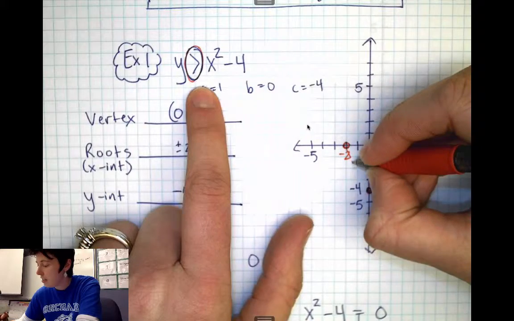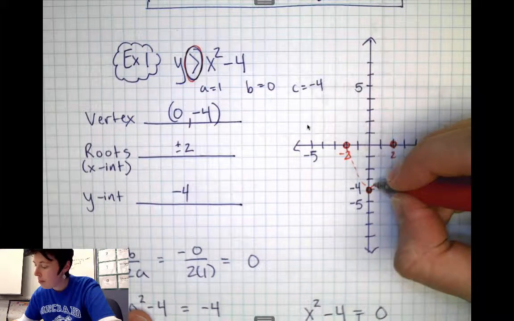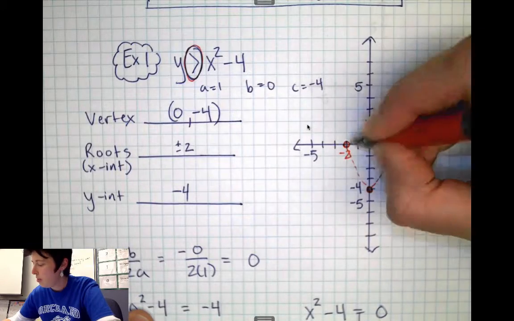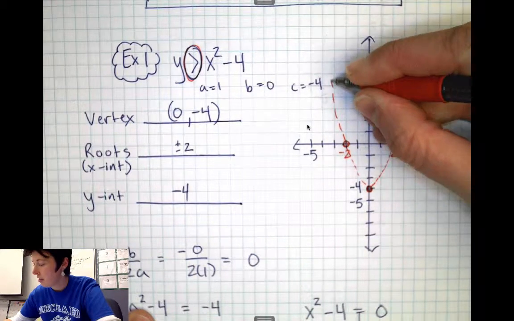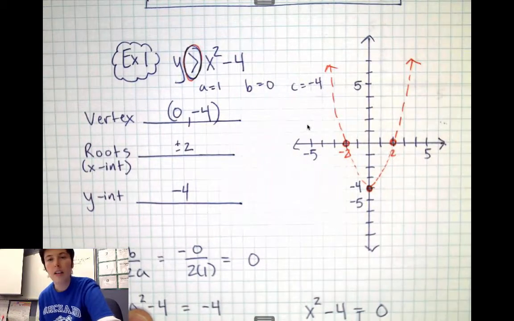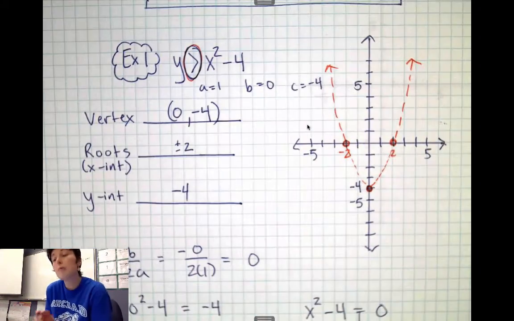I'm going to dot this. I'll be dotting all of my points, so nothing is solid here. And I know my parabola is going to look something like this. And there it is. And now I just got to figure out, where am I going to shade?